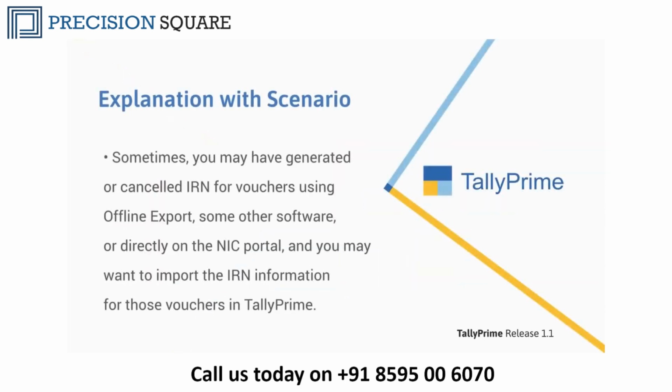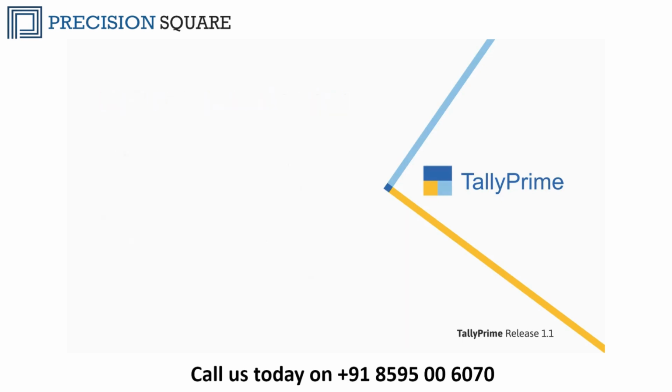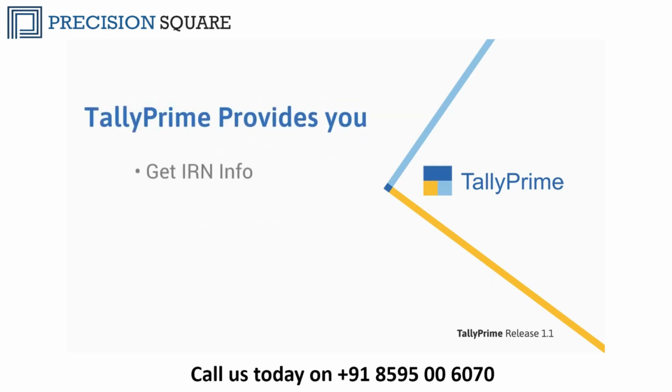Sometimes you may have generated or cancelled IRN for vouchers using offline export, some other software, or directly on the NIC portal, and you may want to import the IRN information for those vouchers in TallyPrime. TallyPrime provides you with a facility called Get IRN Info, using which you can import the latest IRN, ACK number and ACK date along with the QR code from the e-invoice system to the vouchers.